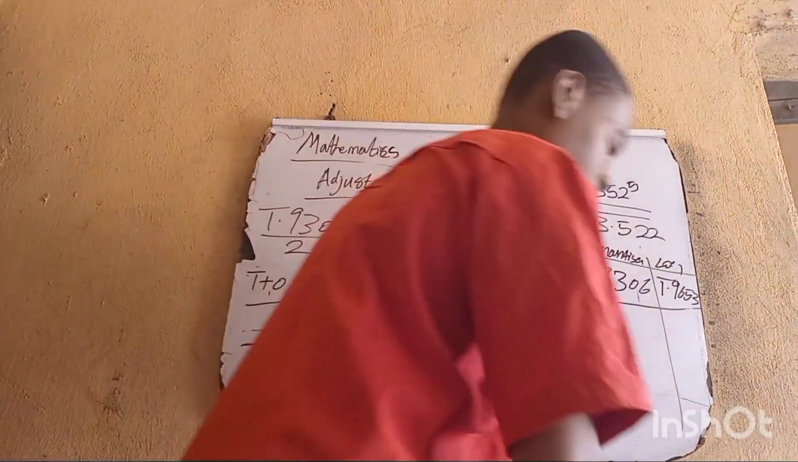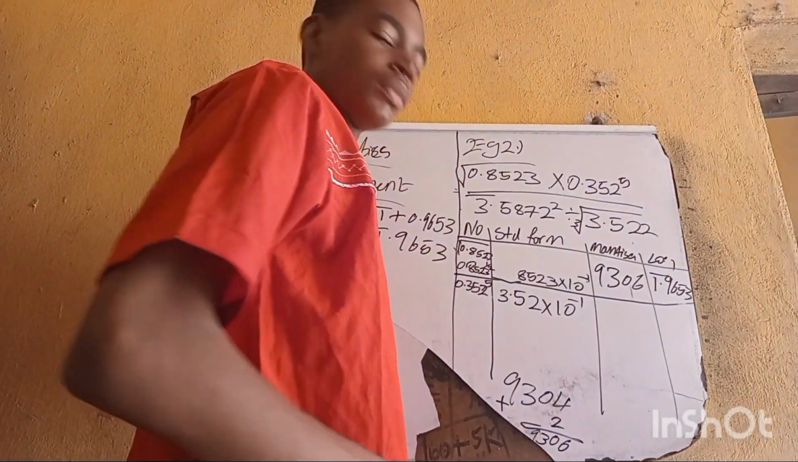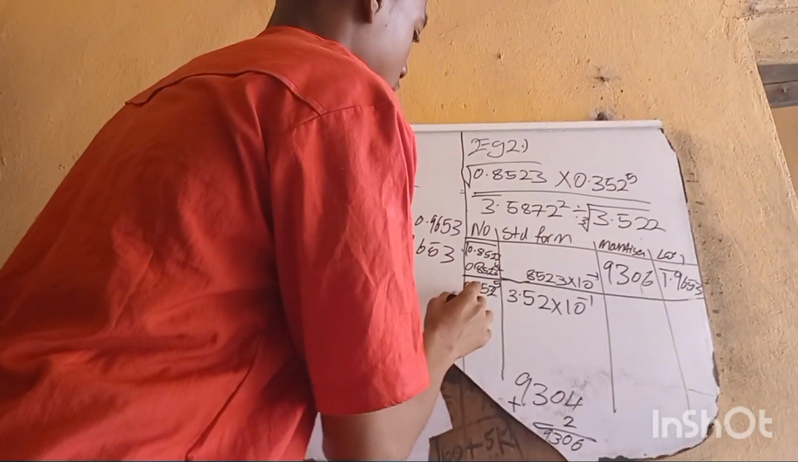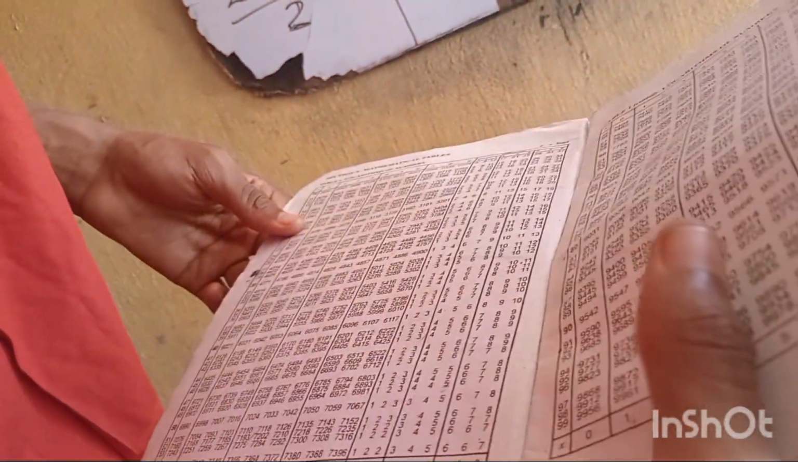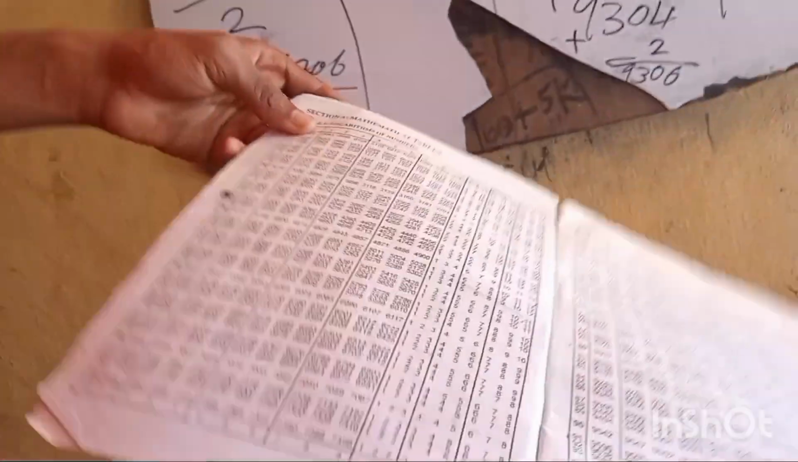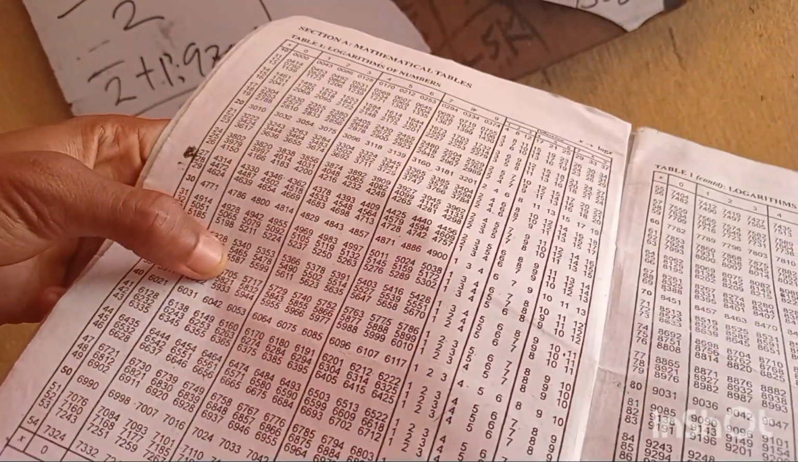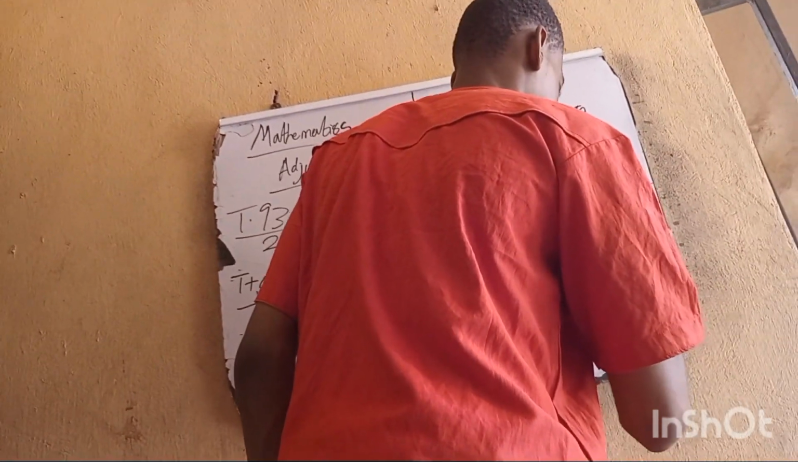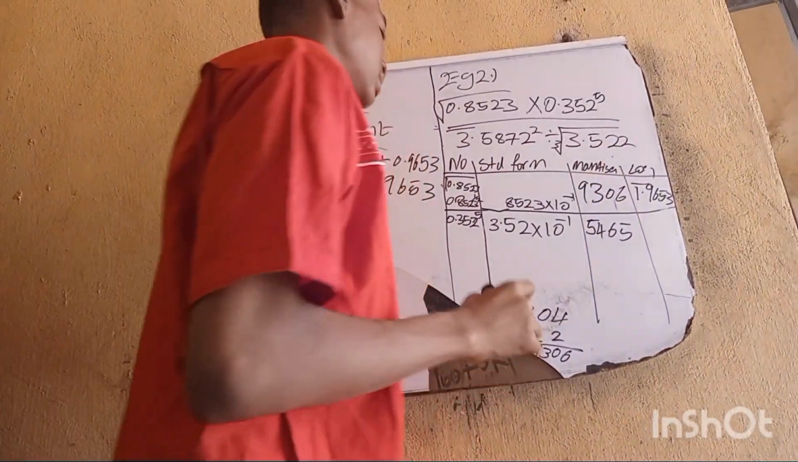The mantissa, you go to your 4-figure table, or you could just find the logarithm of this number. For the mantissa, you look for 35 under 2. There are no 4th digits after the decimal point, so there will be no difference. It becomes 35 under 2 only, which is 5465. 5465 is the mantissa.